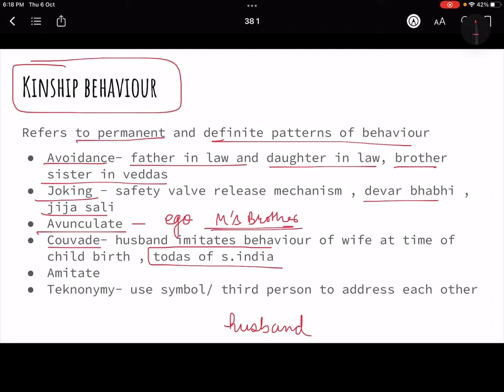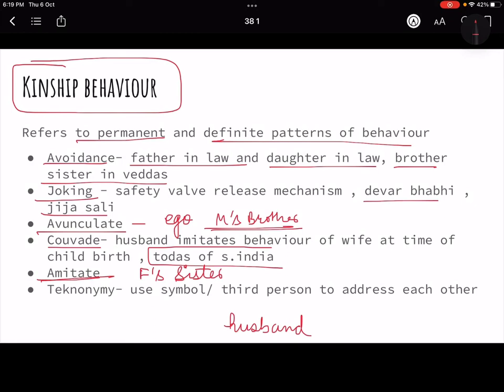So this is also a kinship behavior. It is mandatory for the tribes that follow it, they will do it, right? And then there is amitate. Amitate is the father's sister. So the father's sister, that is Bua ji, also has an important role to play at various occasions, for example, in ceremonies and weddings. So in kinship behavior, a different kind of relationship is there with the Bua too.